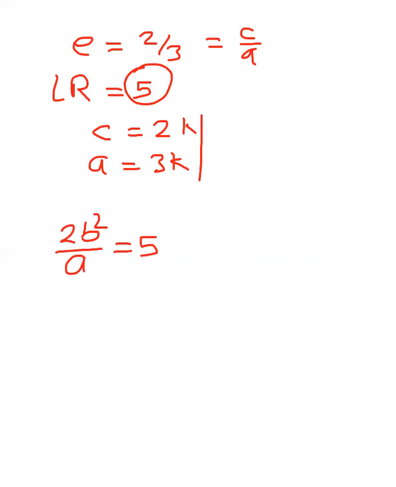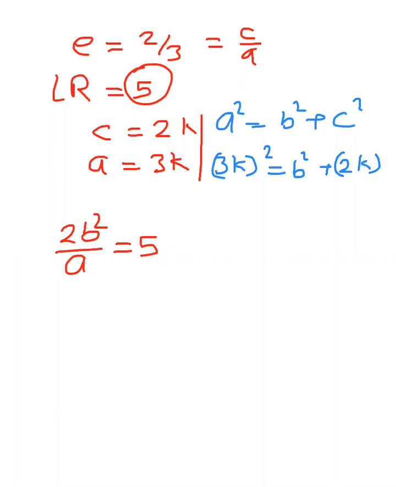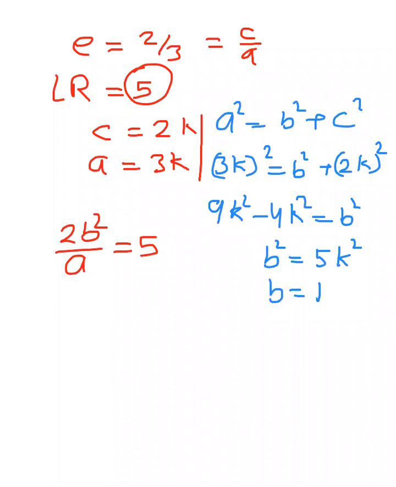So the relation between a, b and c is a square equals b square plus c square. A is 3k, so (3k) whole square equals b square plus (2k) whole square. So this comes 9k square minus 4k square equals b square. b square equals 5k square, b equals root 5 k.